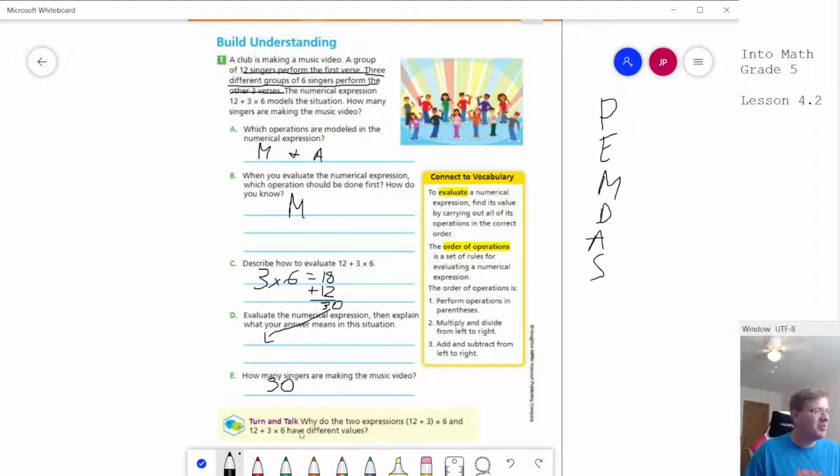So for the turn-and-talk, we would talk about why do these two expressions have different values. And so during class, one of the things that we would have talked about was the distributive property. So the distributive property would tell us that we could take these two numbers and add them together, and this would give us 18 groups of 6. We cannot do the same thing down here. We would end up with 3 groups of 6 plus a group of 12, and so that's why they would be different.